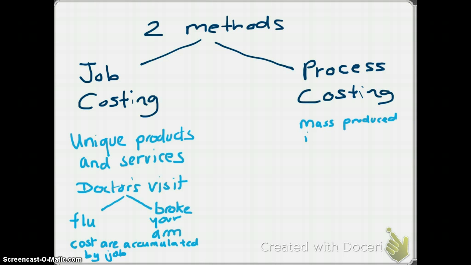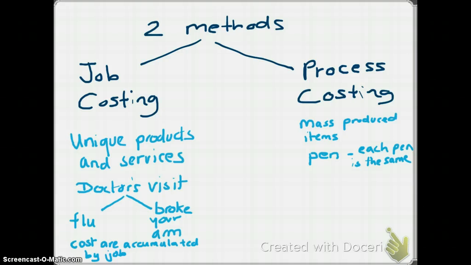Process costing is for mass-produced items. Let's take, for example, your pen. Each pen is the same. Your company that manufactured the pen probably makes 10,000 pens a week. Each pen is identical to the other pen. There might be slight variances in color or maybe the size of the tip, but everything else is the same. And those companies use what they call process costing.